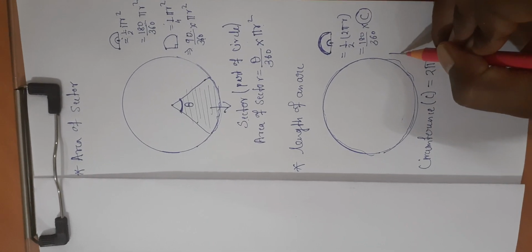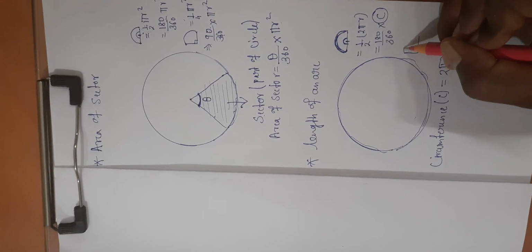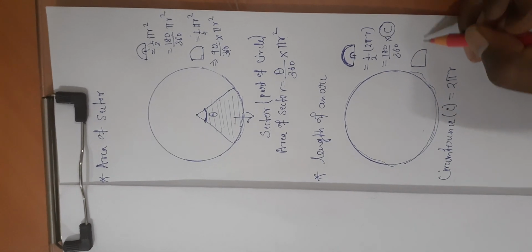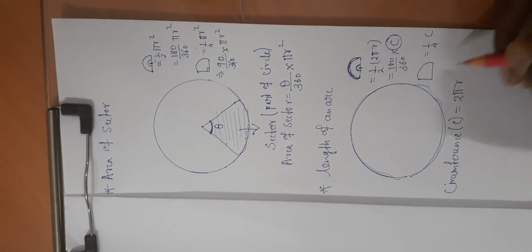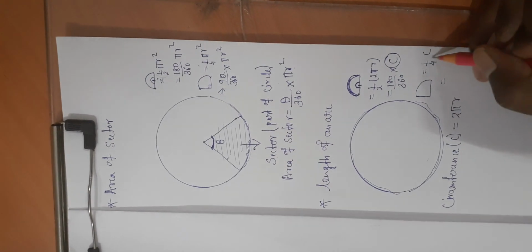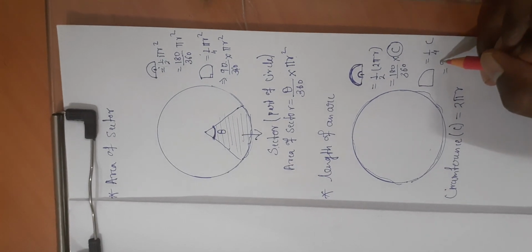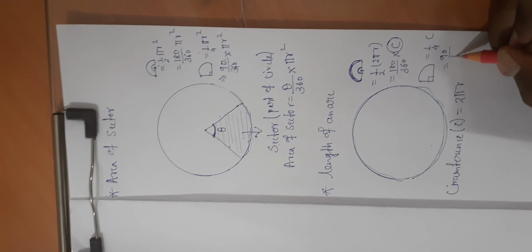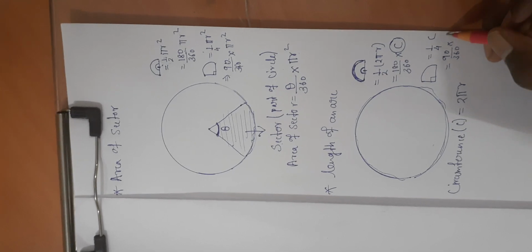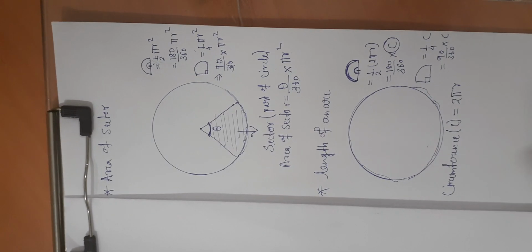Similarly, if I take the example of a quadrant, the circumference will be 1/4 of C. You may ask where we are getting 1/4. That 1/4 is nothing but the central angle 90 upon 360 into circumference C.